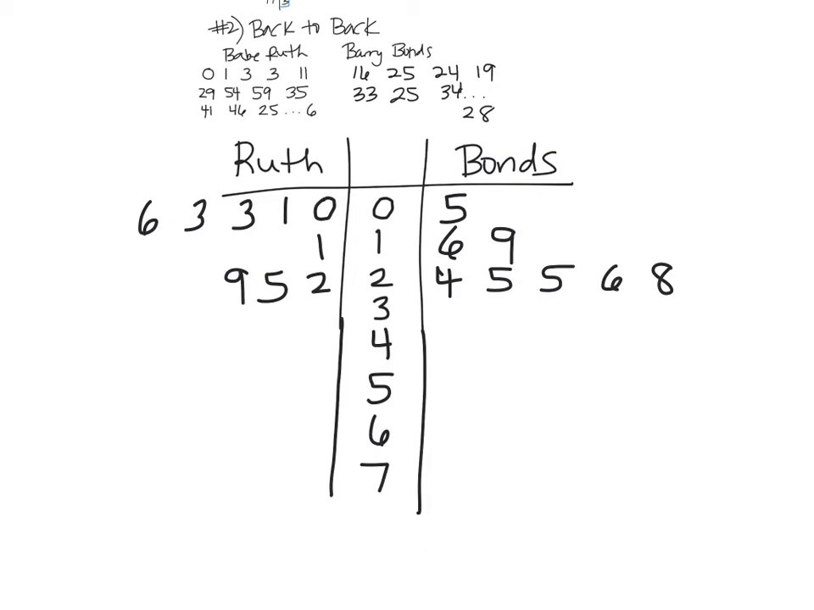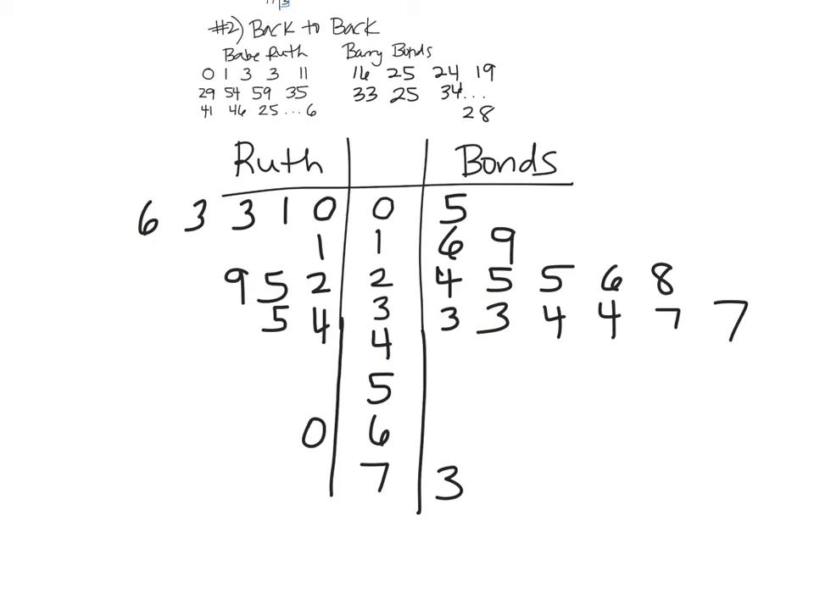Okay, let's do a couple more. Babe Ruth hit 34 and 35. And Barry Bonds hit 33, 33, 34, 34, 37, 37. Okay, and then finally at the very end, Babe Ruth, the most he ever hit was 60, and the most Barry Bonds ever hit was 73. And then there are some numbers in between, okay?